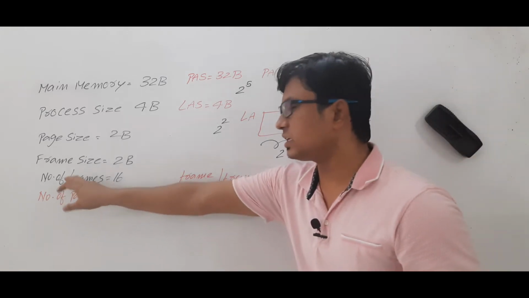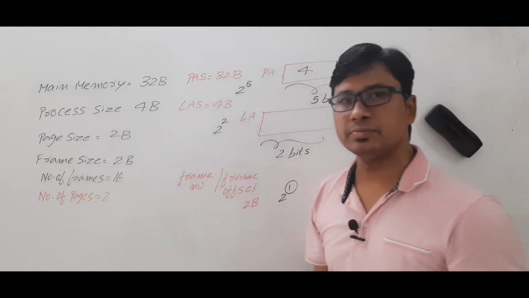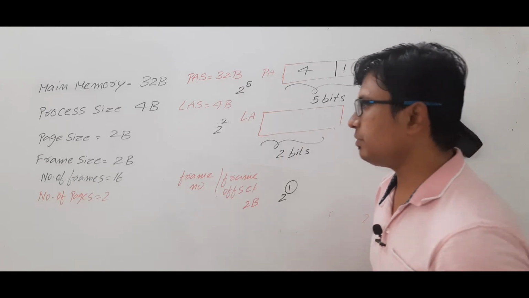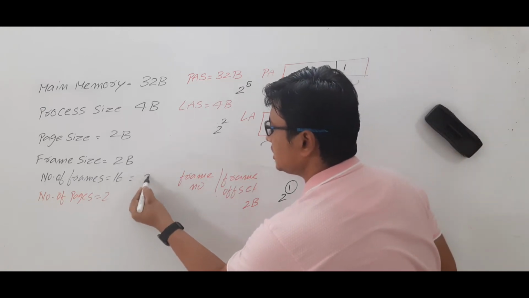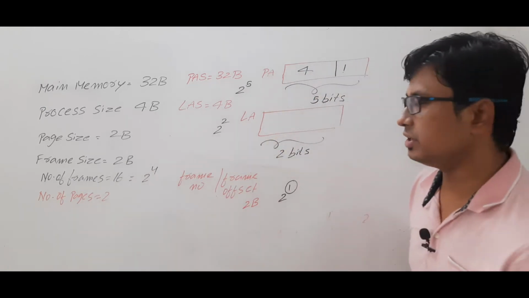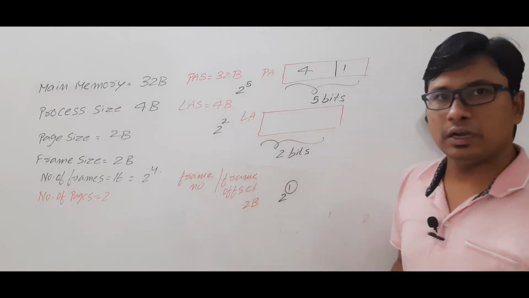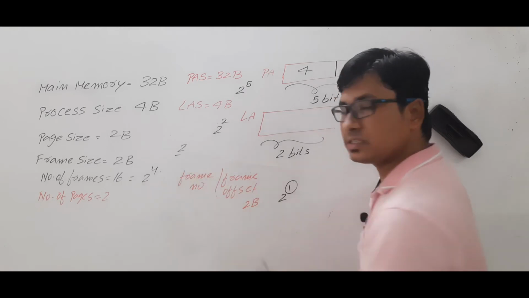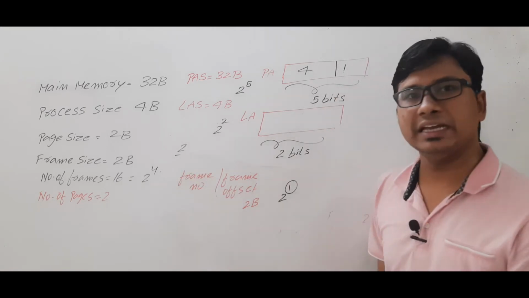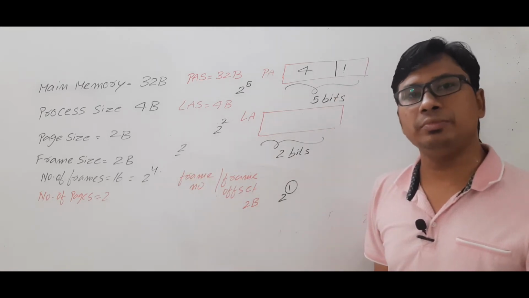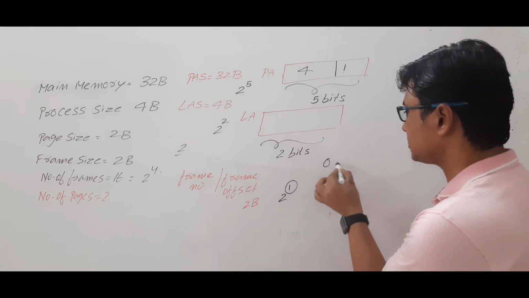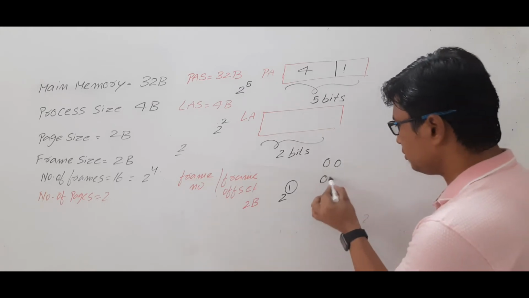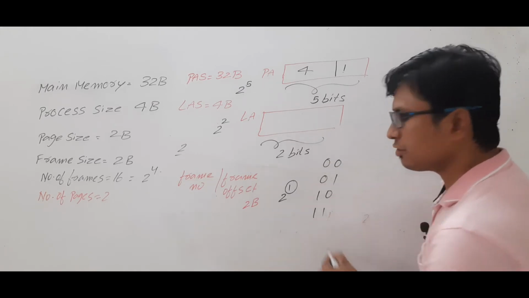You can cross check like this also. Number of frames is equal to 16. If number of frames are 16, 16 can be represented as 2 power 4. So you need 4 bits. Now you can ask me how you got it. Suppose you have 2 bits and each bit can be either 0 or 1, then how many combinations can you get? 4 combinations: 00, 01, 10, 11.